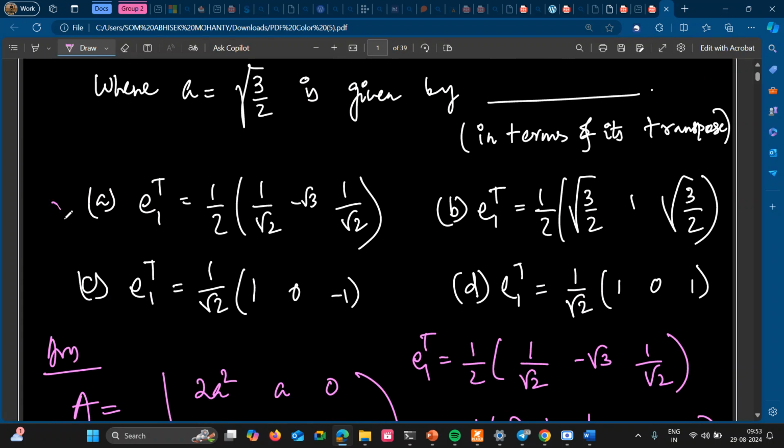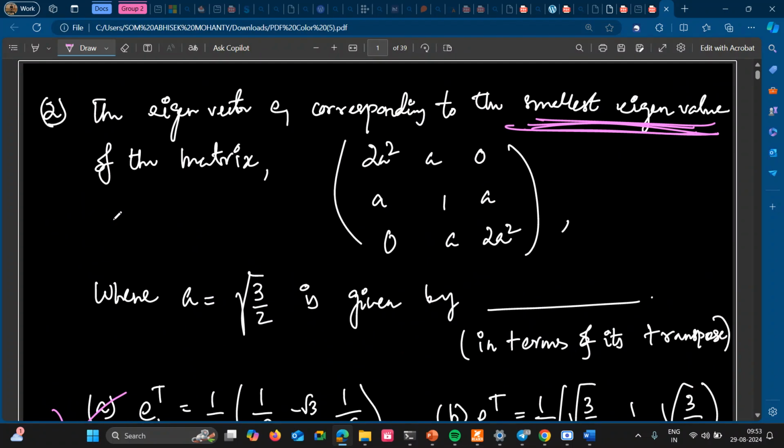Never get worried that your answer didn't match the options. It will be in the options, so just think a bit more. Yeah, very good, the answer is correct. I checked the answer, it's correct. So this is the way to do it.